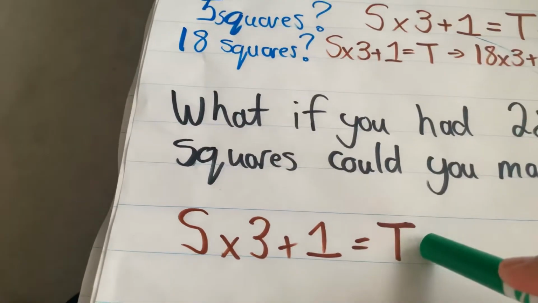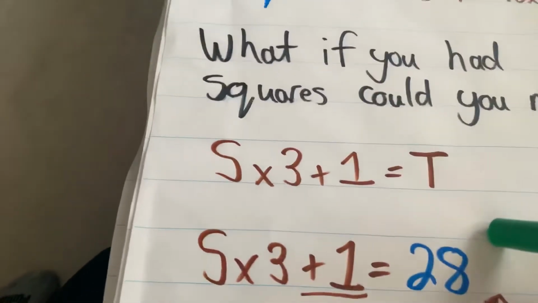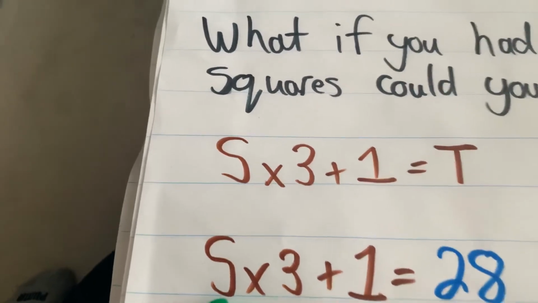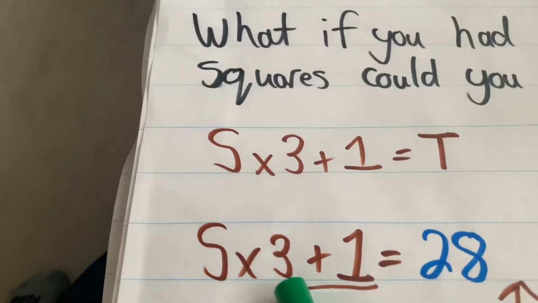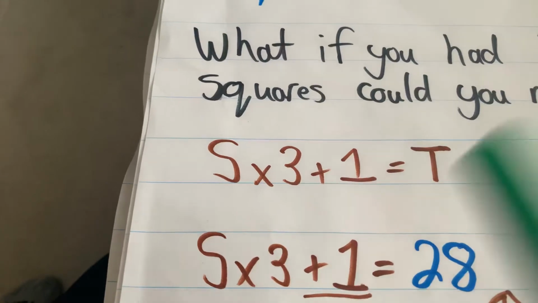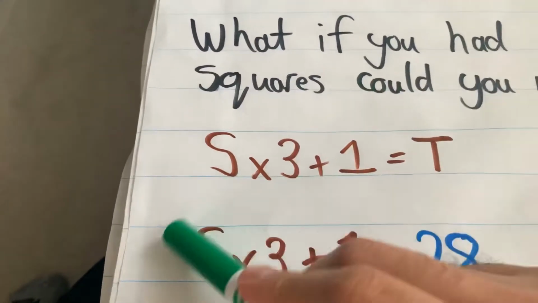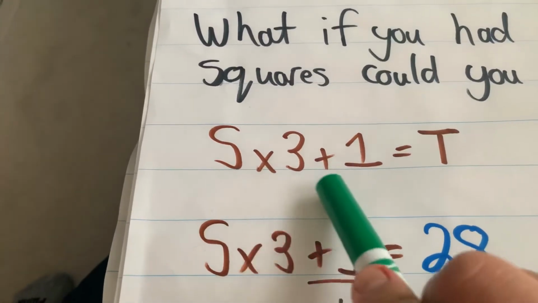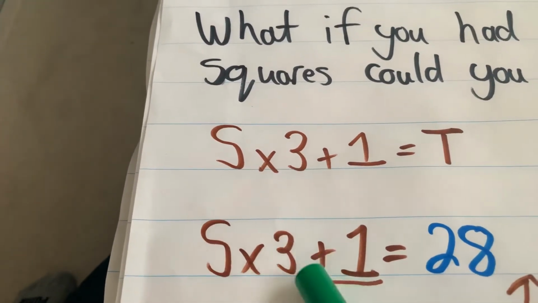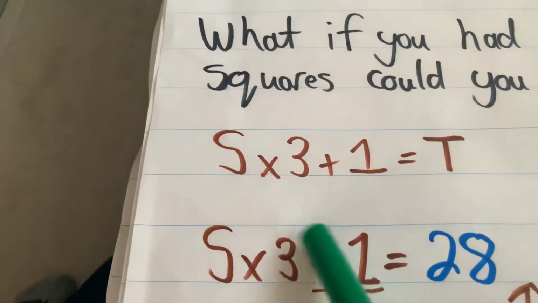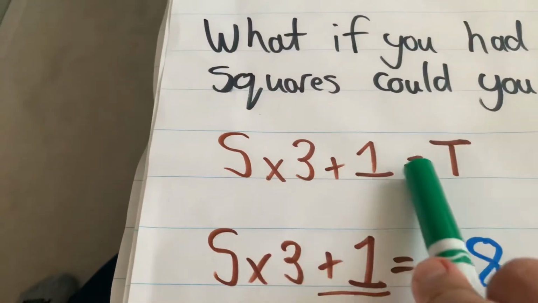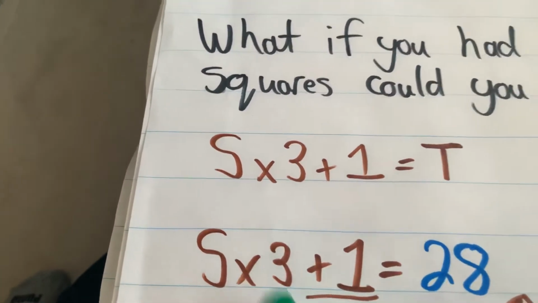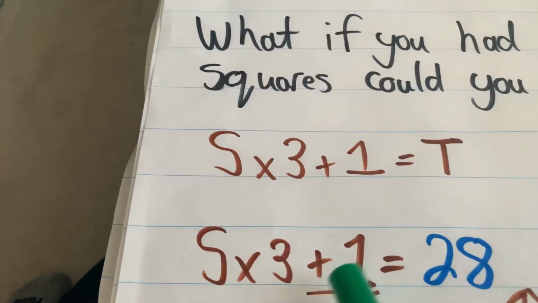So I can take out my T and I can put in what I know. In this case, I know that T equals 28. S is still the same because I haven't figured that part out yet. My 3 and my 1 don't change. Now comes the inspection. I need to get this S by itself, which means I need to start moving the times 3 and the plus 1. I need to move everything that's not a letter, not a variable, over to this side of the equal sign, over to the 28 side. So which one am I going to move first? Am I going to move the times 3 or am I going to move the plus 1?